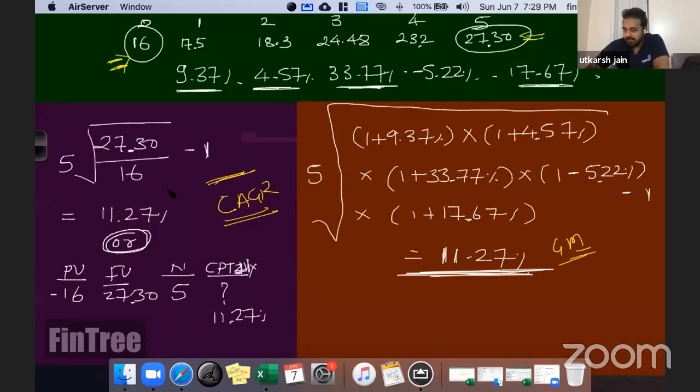Now, how can I calculate that? So I can say, okay, my 16 rupees became 27. So closing value comes in the numerator, and the opening value, that means the beginning value, that comes in the denominator. So 27 divided by 16. And since it happened on a window of 5 years, we will say fifth root. And then we say minus 1. So that's the kind of metric that we use. And when we do that, we get the number of 11.27. That is your CAGR, compounded annual growth rate.